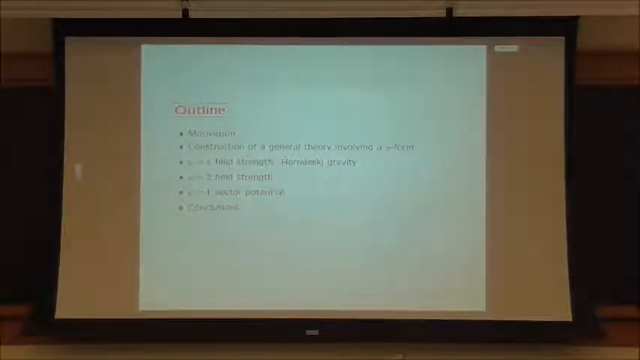So the outline of the talk: first give a motivation, then present the general theory involving a p-form. Then we look at the special cases. When p equals 1, this gives rise to cubic gravity. And then we also look at what happens when p equals 2, which corresponds to Maxwell's theory. And one can also consider not just field strengths, but also potentials or even p-form potentials. In this case, of course, gauge symmetry is broken, and let's see the implication of this.